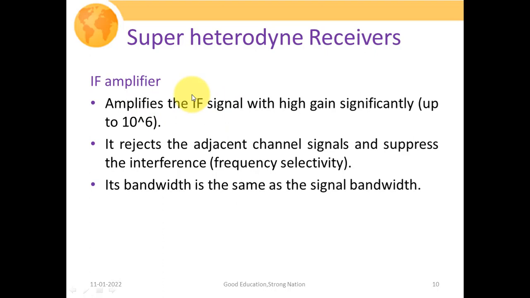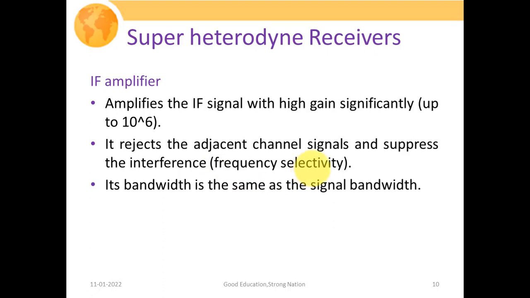Next is your intermediate frequency amplifier. As the name suggests, it will only amplify those frequency components which have been translated to the IF frequencies. So it basically has a high gain. It will amplify the intermediate frequency signal with high gain, significantly up to 10 to the power 6. So here the gain value is quite high. It further rejects the adjacent channel or nearby frequency signals and suppresses interference, which is the measure of your high frequency selectivity.